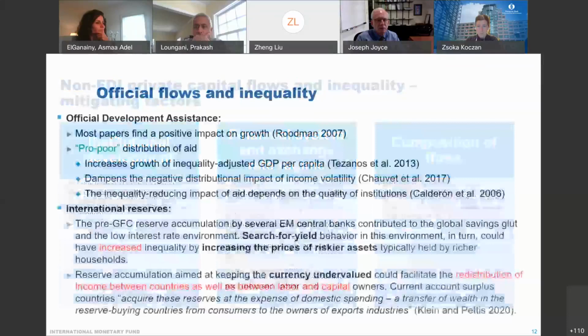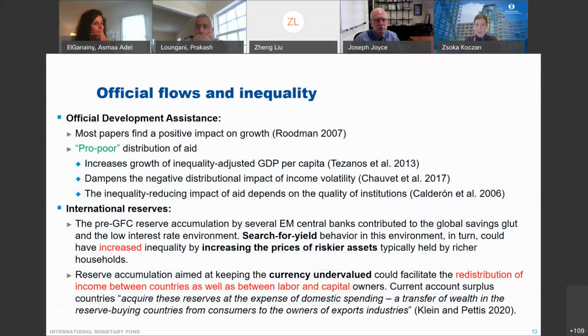Let me turn now to official flows and their possible effects on inequality. Official development assistance is generally found to increase growth, and it's generally found to be pro-poor, including among other channels, because it reduces income volatility. However, as we saw for other types of flows, benefits tend to be greatest in countries with higher quality of institutions, as these can help reach those most in need.